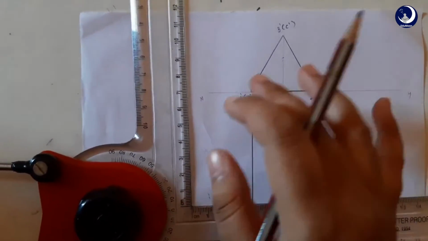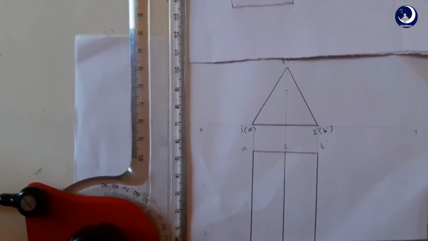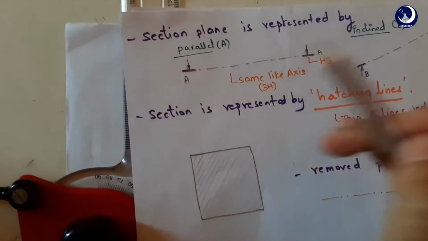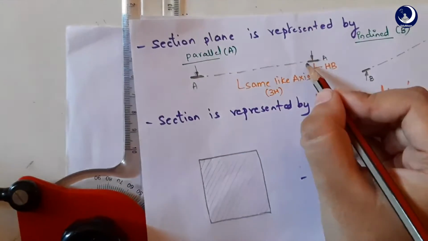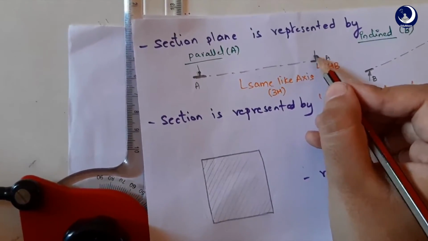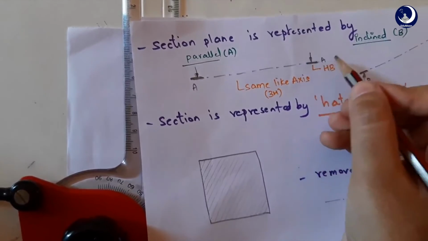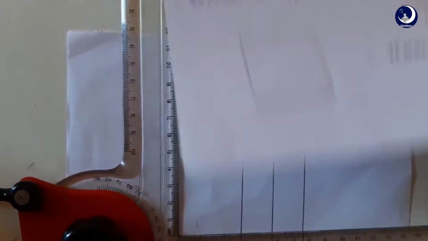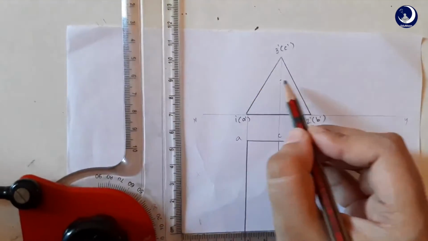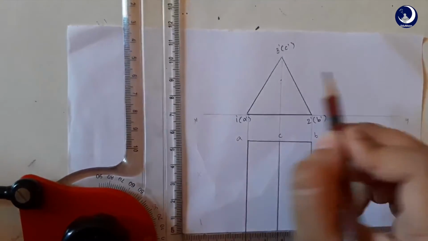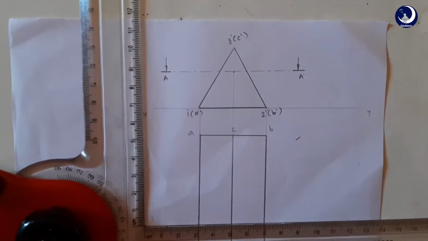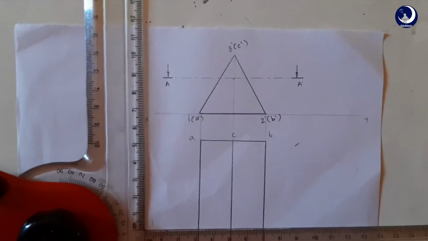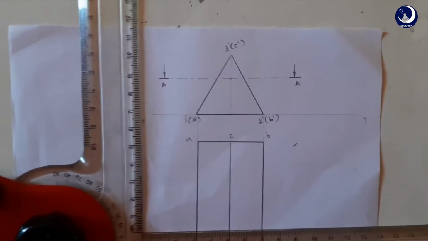And as mentioned in the previous video, the section plane is represented like this. It is similar to the axis line, but at the ends it is darker, and we use arrowheads. So we need to draw that section line over here. The section line represents the section plane. Okay. So I have drawn the section line which indicates the section plane.